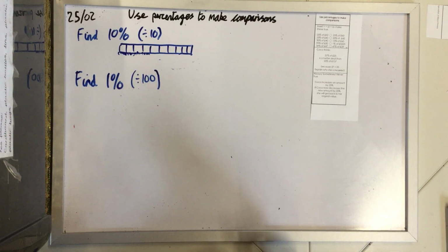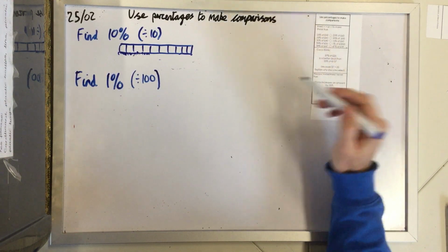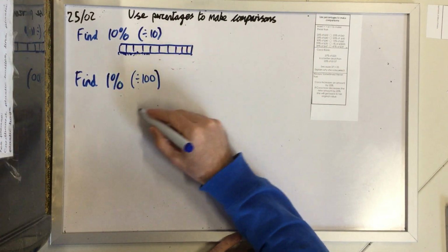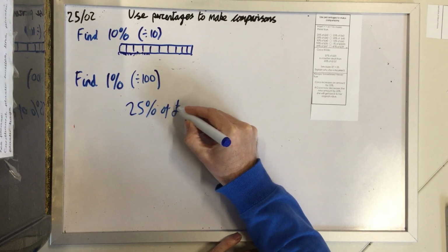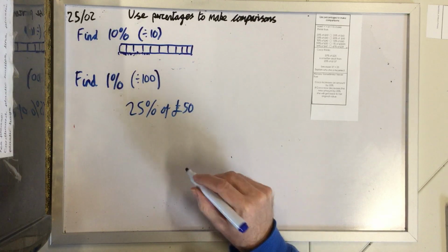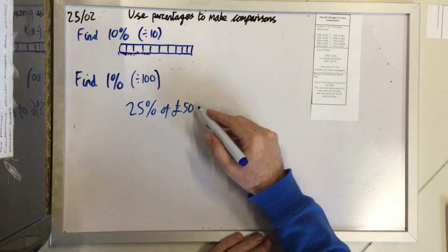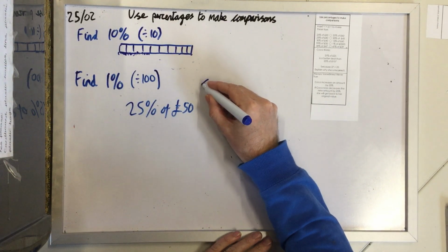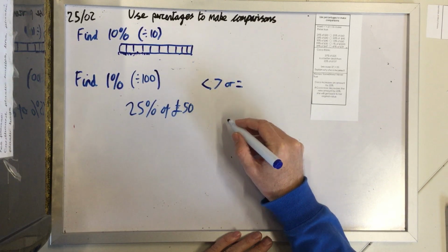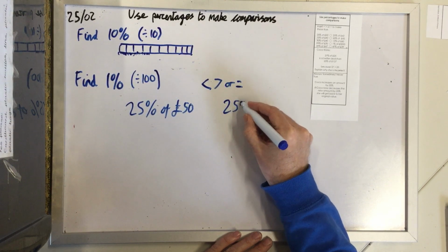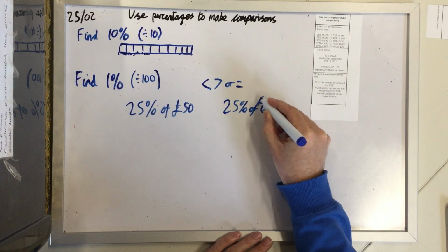Okay, so for instance, the first one today is you have 25% of £50. They're all in pounds today, so just remember, if you go into decimals, you're going to need 2 decimals for the pence. Is that greater than or less than or equal to 25% of £60? Let's drop my pound sign.